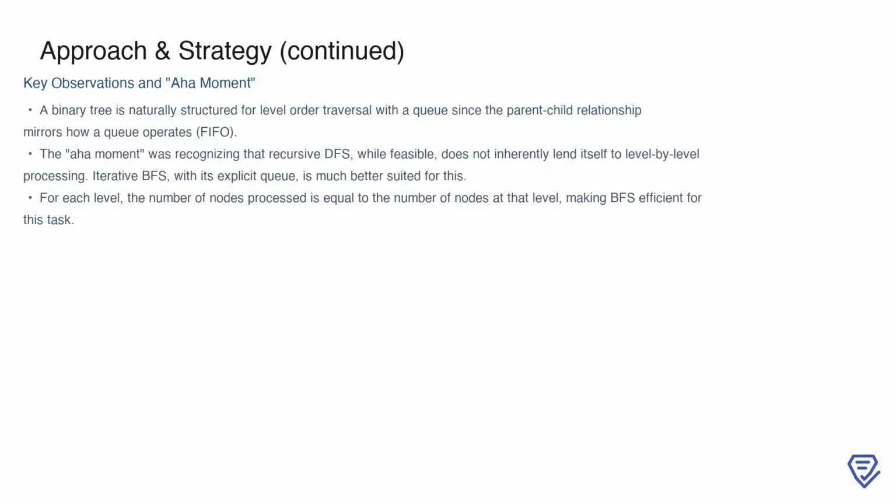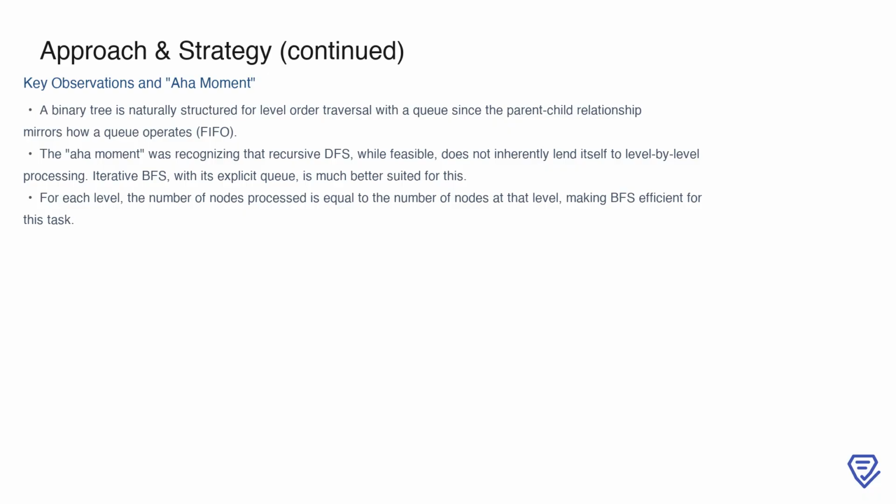First, the structure of a binary tree is inherently suited for level order traversal using a queue. This is because the parent-child relationship in a tree mirrors the first-in, first-out nature of a queue. Recognizing this natural alignment was an important aha moment in selecting BFS as the preferred method. On the other hand, while recursive DFS is technically feasible, it doesn't inherently lend itself to level-by-level processing. Instead, its recursive nature makes it better suited for depth-oriented tasks rather than breadth-oriented ones.